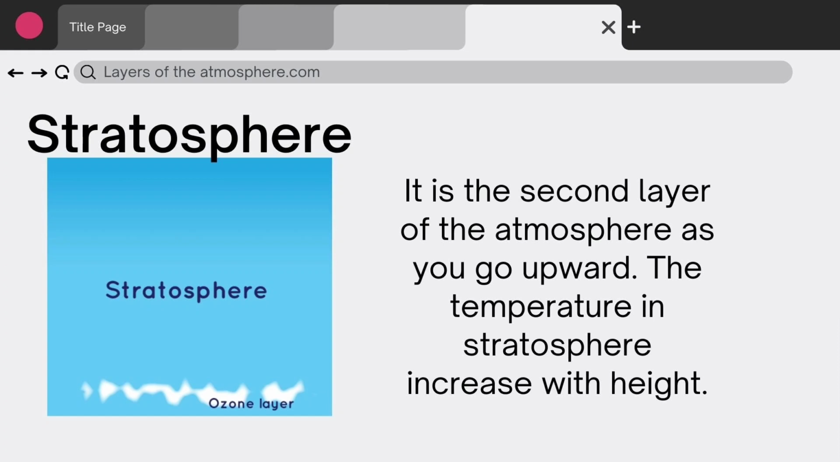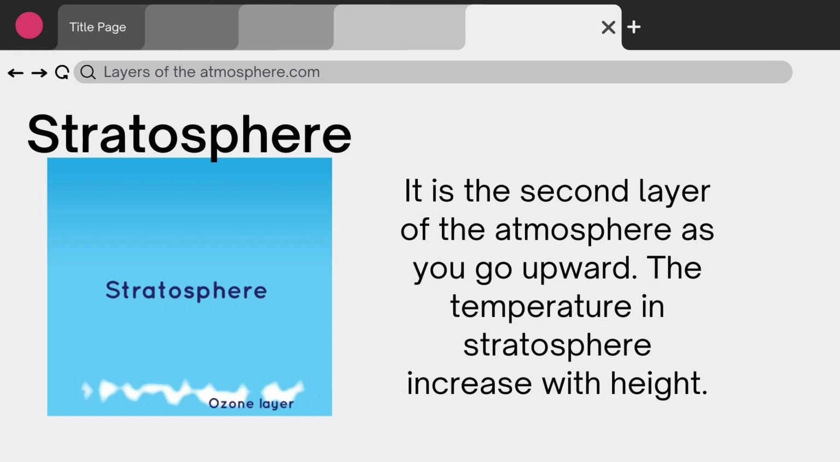Next, stratosphere. It is the second layer of the atmosphere as you go upward. The temperature in stratosphere increases with height. Stratosphere is upward from the tropopause to about 50 km. By the way, tropopause is the top of troposphere. So, going back, stratosphere contains much of the ozone in the atmosphere. Temperatures in the stratosphere are highest over the summer pole and lowest over the winter pole.